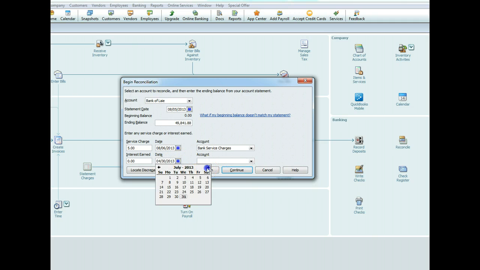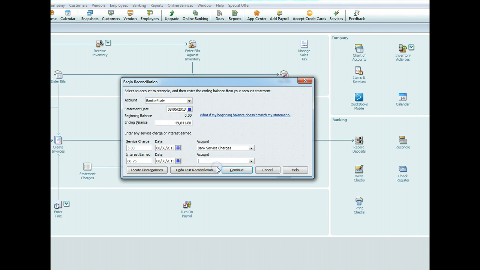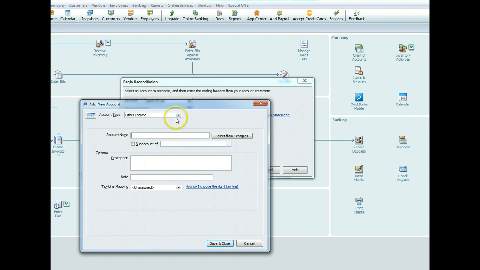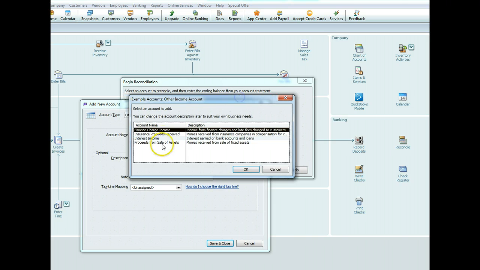And then we also had interest earned, because we had a lot of money in the account there, $68.75 interest earned, and that comes from, okay, we'll have to add a new other income. Show me examples. Interest income, interest earned on bank accounts. Good.